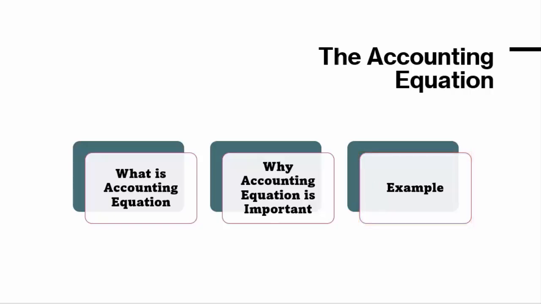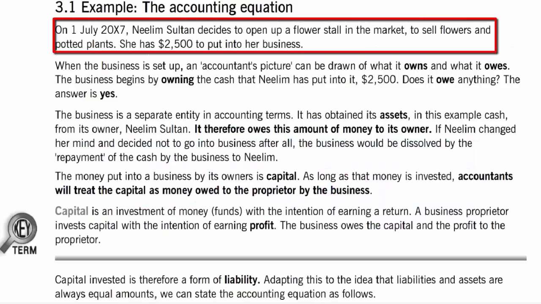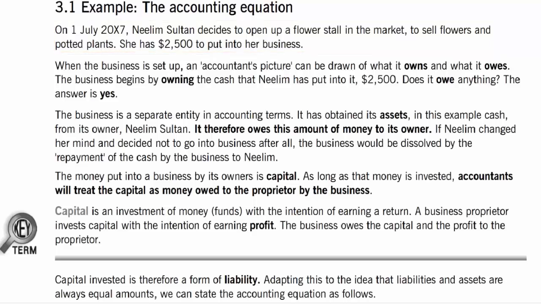Example, Neelam Sultan's flower business. On the 1st of July, Neelam Sultan decides to open a flower stall to sell flowers and potted plants. To start her business, she invests $2,500 of her own money as capital. 2. Applying the accounting equation.